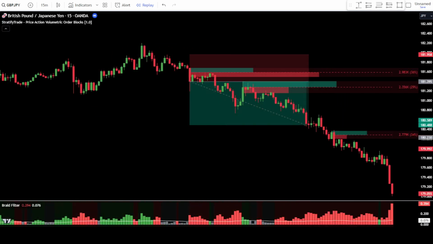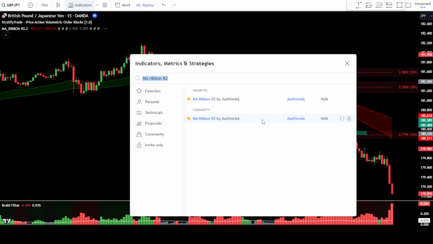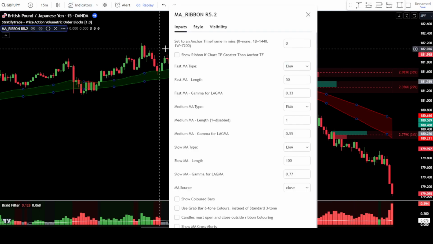However, if you want to get better confirmation, you can add another indicator as a signal filter in the market. Go to the Indicator Search tab and type MA ribbon R2. Then, select MA ribbon R2 by Justunclel. Enter the settings of the MA ribbon indicator.